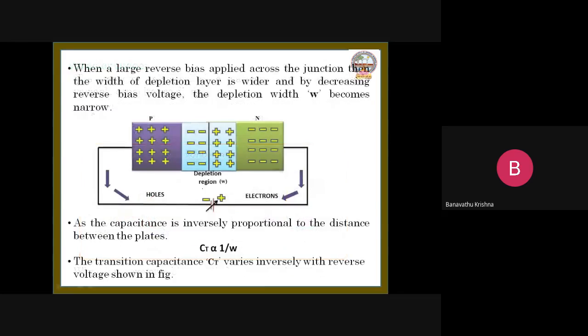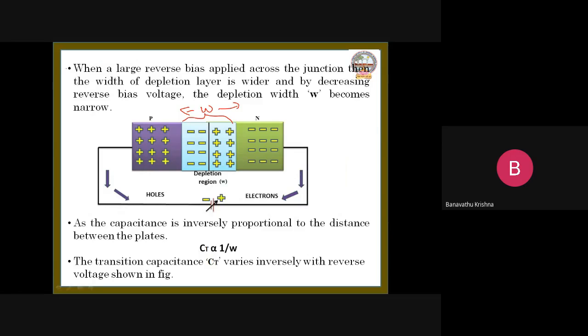structure. Here the reverse bias voltage is variable. The negative terminal is connected to the positively charged area and the positive terminal is connected to the negatively charged area. If we increase this reverse bias voltage, there is a change in the depletion region. The width of the depletion region increases. If the width of the depletion region increases, the capacitance decreases.